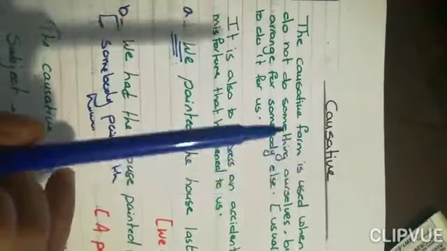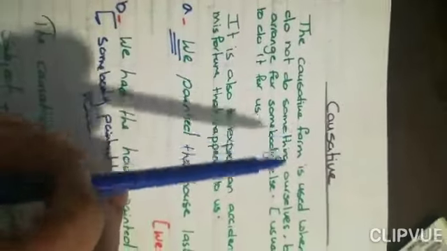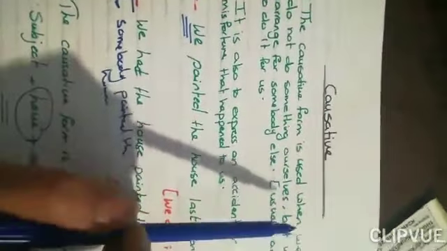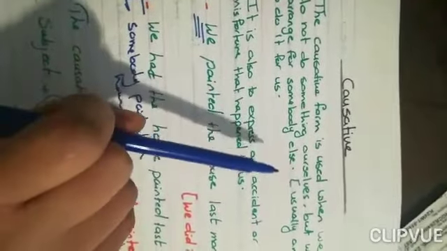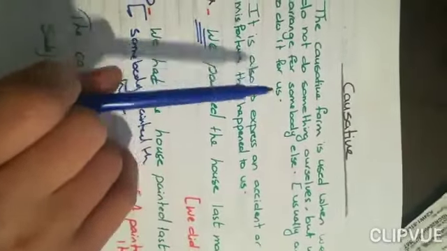We're going to read here the explanation for it. Of course, there is a worksheet on the school website. It says here the causative form is used when we do not do something ourselves, but we arrange for somebody else, usually an expert, to do it for us.